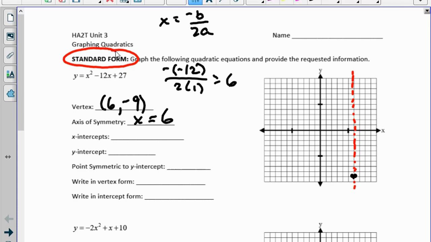The x-intercepts, we'll find those out, hopefully, if we intersect at a good spot. The y-intercept, we know that's 27. We can figure that out from the equation. So the y-intercept is at 0, 27.